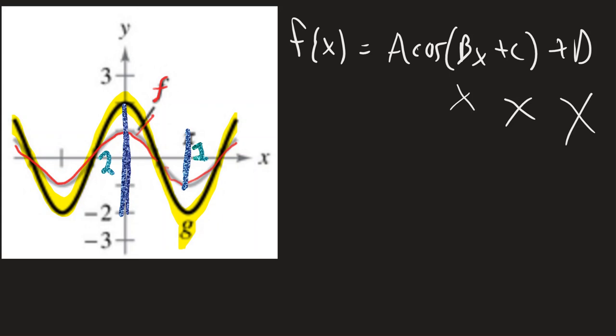So I would say the difference between F and G is that G has twice the amplitude of F, or a little more concrete would be to say F has an amplitude of 1 and G has an amplitude of 2.